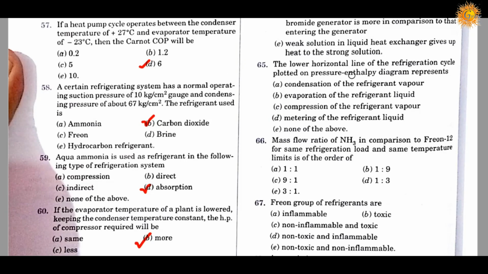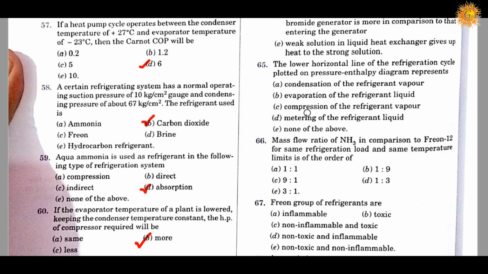The lower horizontal line of the refrigeration cycle plotted on pressure enthalpy diagram represents option A. Condensation of the refrigerant vapor. Option B. Evaporation of the refrigerant liquid.